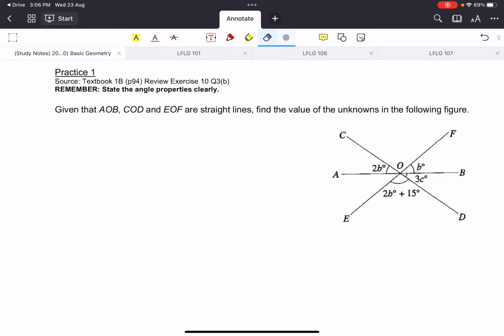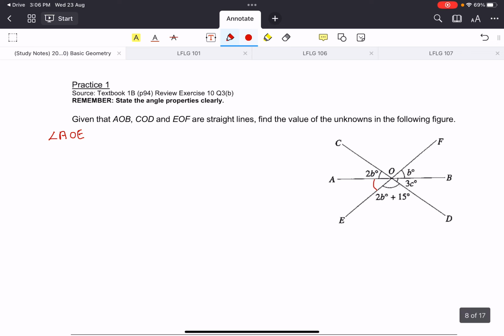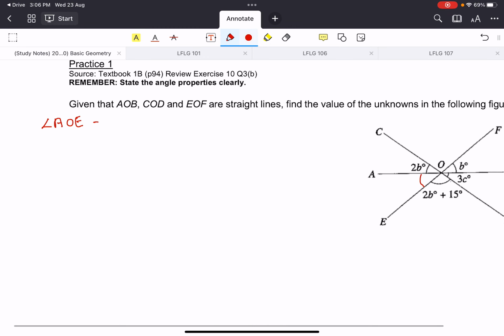We have a question over here. We are supposed to find the value of the unknowns. There are two, b and c. So what can we do here? Let's start with trying to figure out what b is. If you look carefully, we can make use of a couple of things. I'm going to start by saying that angle AOE, which is this angle over here, let me draw it on the diagram in red, is equal to b degrees.